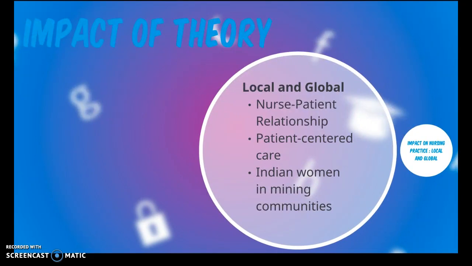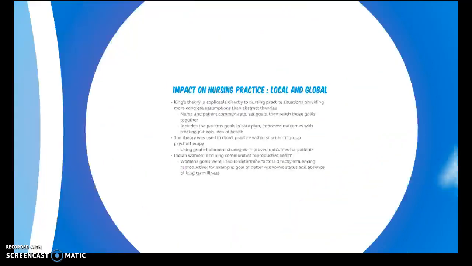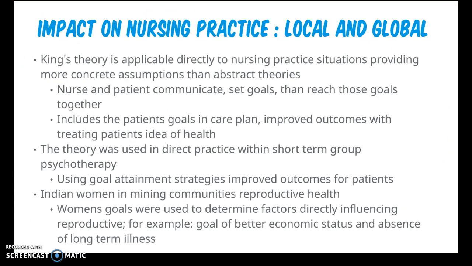Imogene King's impact of theory, locally and globally, was the nurse-patient relationship, patient-centered care, and also Indian women in mining communities. So her impact, as far as her theory, is that it's applicable directly to nursing practice situations, providing more concrete assumptions than abstract theories.